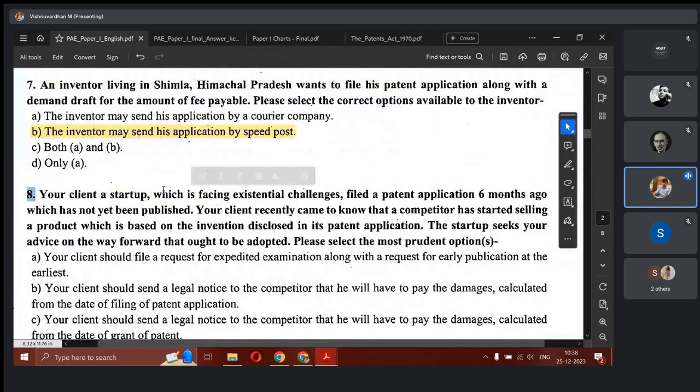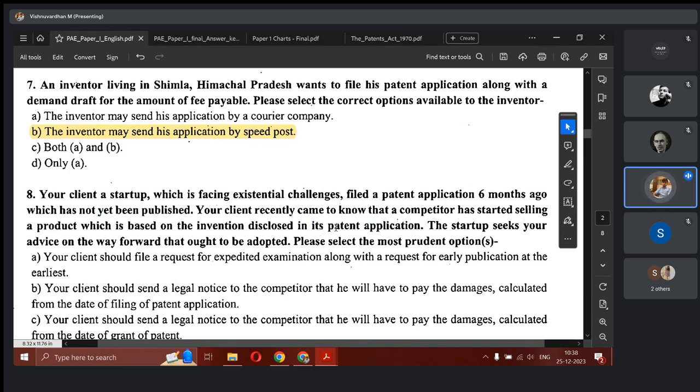So eighth one, your client, a startup which is facing existential challenges, filed a patent application 6 months ago, which has not yet been published. So the immediate thing that needs to come to your mind is, once you file a patent application, if you have filed the complete specifications within 12 months, it will be published automatically within 18 months. Okay, so 6 months ago it has been filed, but has not yet been published. Your client recently came to know that a competitor has started selling a product which is based on the invention disclosed in its patent application.